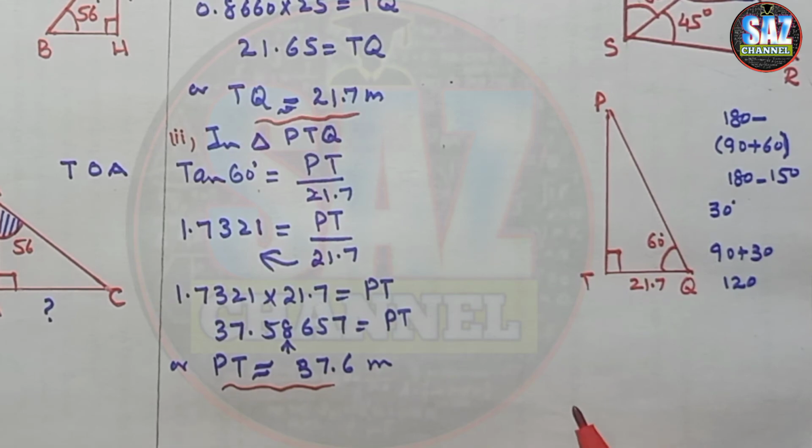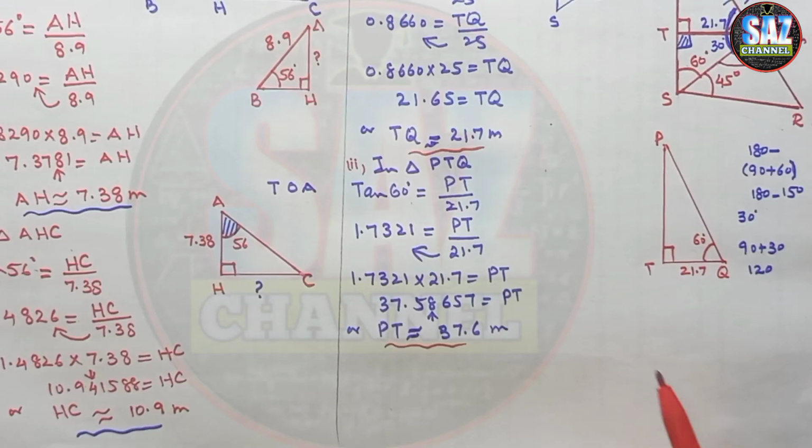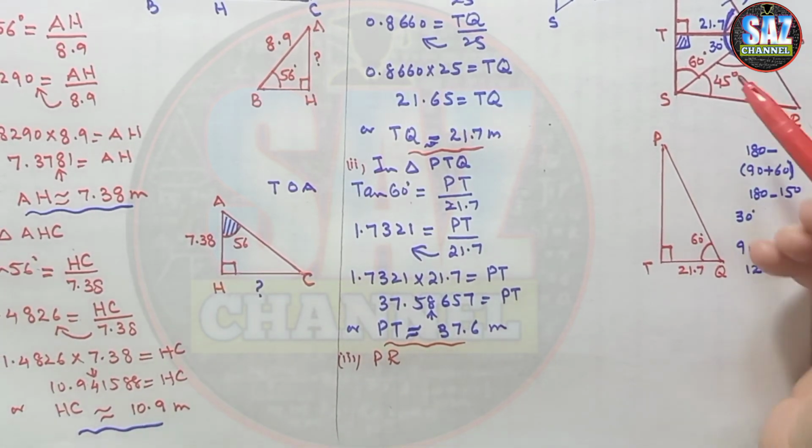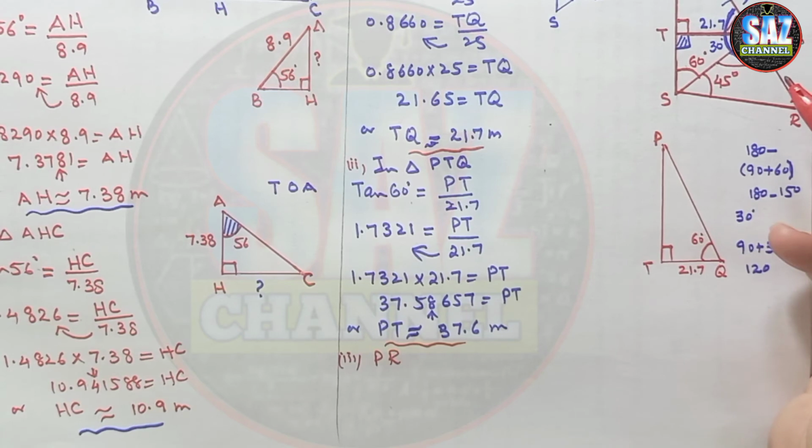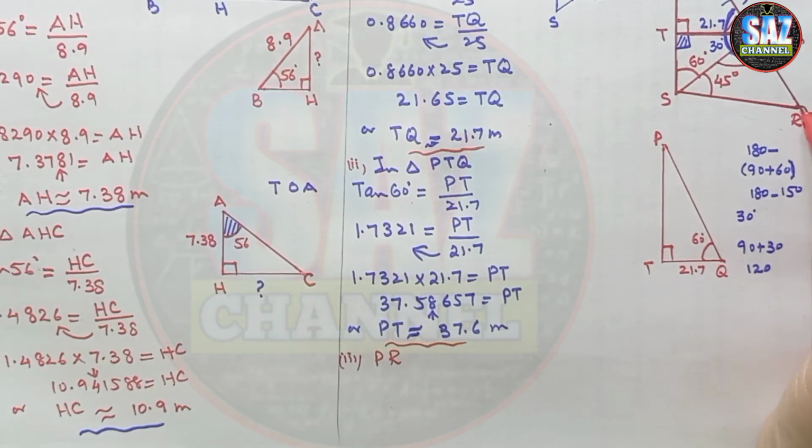Moving to the third requirement of the question, and that is the PR length. Now we have to find PR length. Let's move to the diagram and see where that PR is. PR, P to R, is this total side, and in order to get PR side, we can see that it's the sum of PQ side and QR side. Now the problem is how to find QR side.